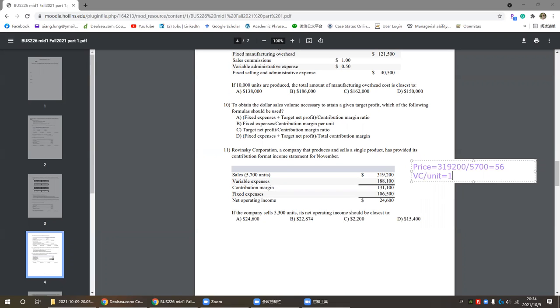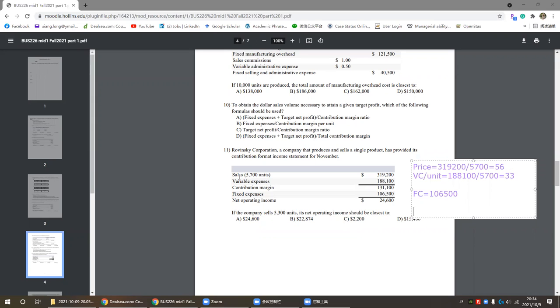It will be equal to 188,100 divided by the unit 5,700. So what we got, our variable cost per unit is equal to 33. Our fixed cost will be always the same. Because fixed cost never changes, our fixed cost will also be equal to 106,500. So it actually will be our net operating income.